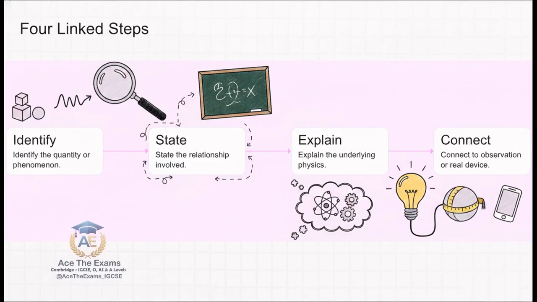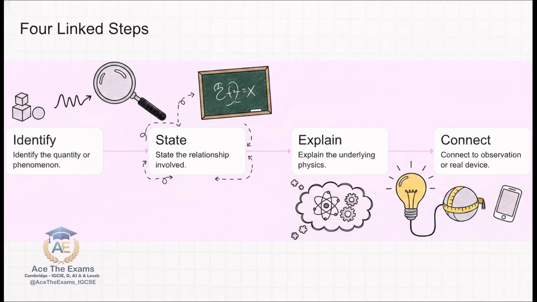Step 1. Identify the quantity or phenomenon. Are we talking about kinetic energy? Be specific. Step 2. State the relationship involved. Write down the correct formula and define the units. Step 3. Explain the underlying physics using that cause and effect chain. Step 4. Connect it to an observation, experiment, or real device.